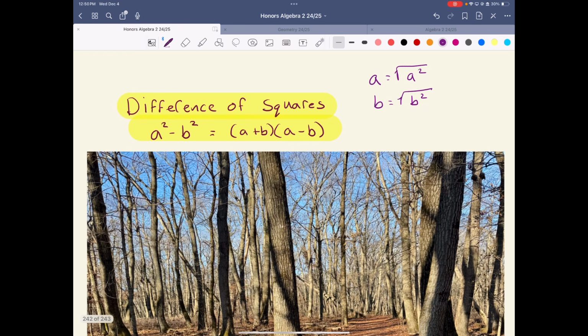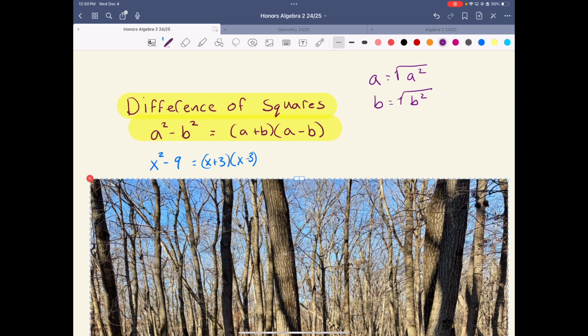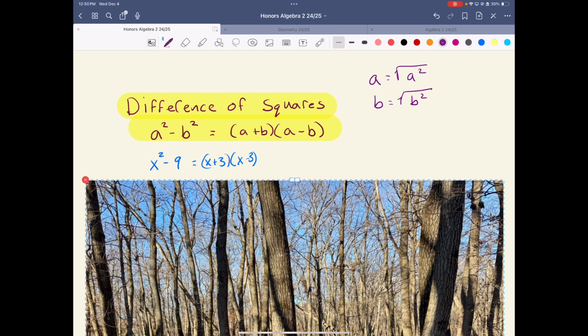So if we have something like x squared minus 9. And again, we did this one. My a value is just going to be the square root of x squared. Well, the square root of x squared is just x. So a is equal to x. The b value is going to equal the square root of 9. So then b is equal to 3. So that's where we get x plus 3 and x minus 3.